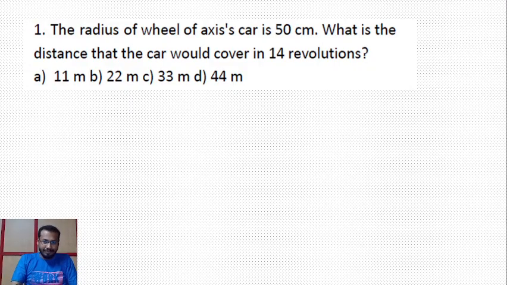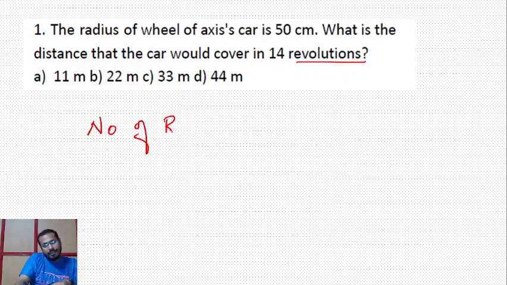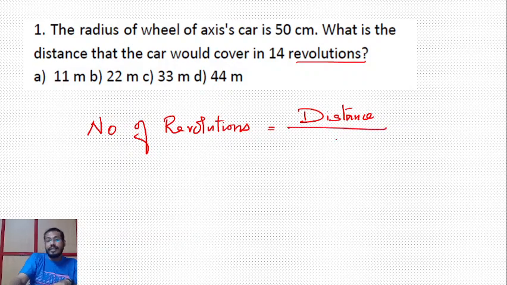So first question, the radius of the wheel of a car is 50 centimeter. What is the distance that the car would cover in 14 revolutions? When you get a question based on revolutions, we have a formula for that. Number of revolutions is equal to distance divided by circumference.